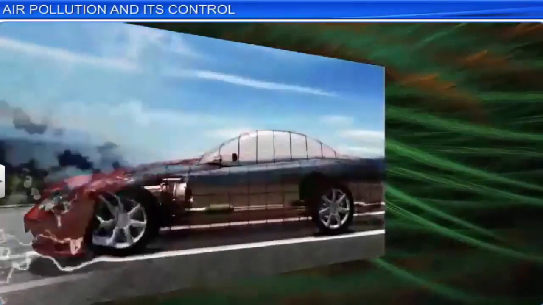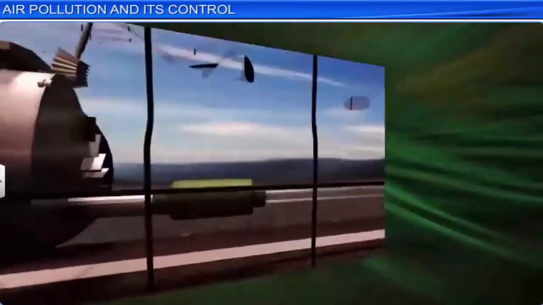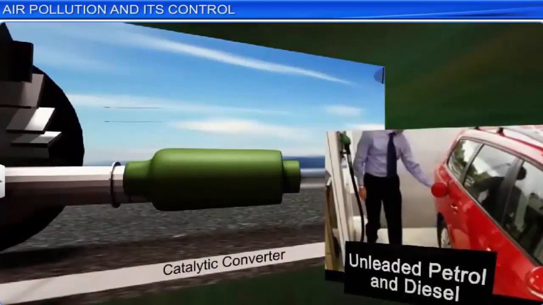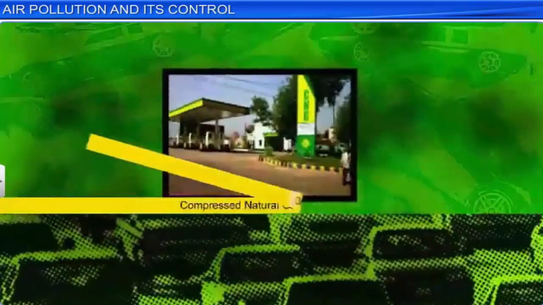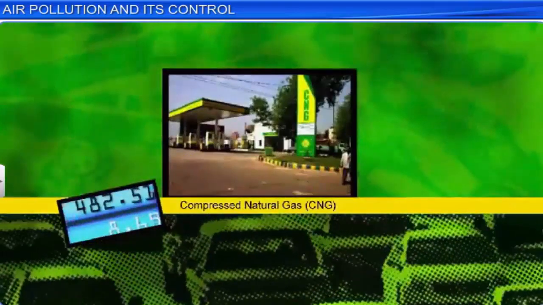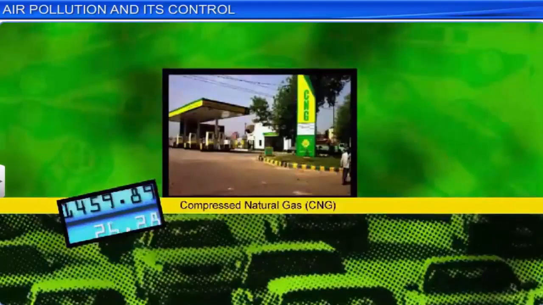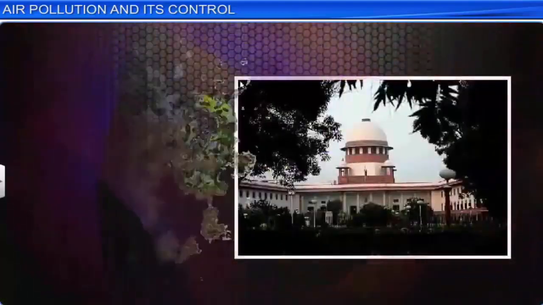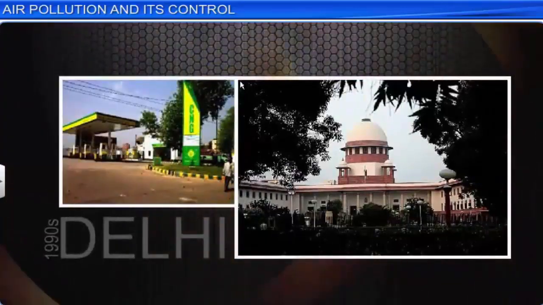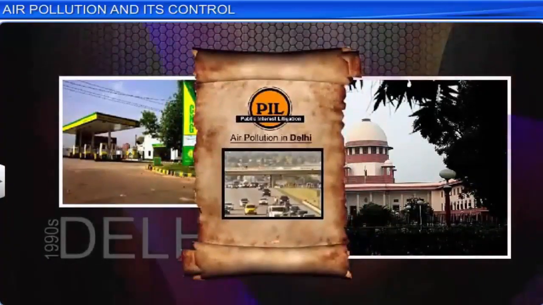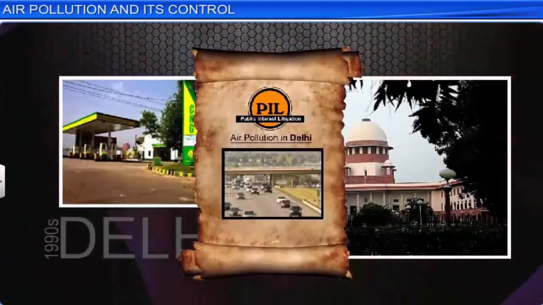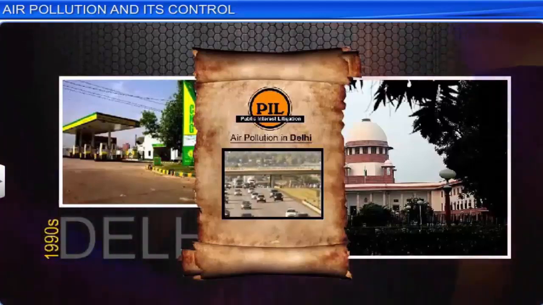However, vehicles fitted with catalytic converters should use unleaded petrol, as lead in the petrol inactivates the catalyst. In addition, the use of compressed natural gas or CNG has also proved very helpful in reducing air pollution. Interestingly, the use of CNG was accelerated when a public interest litigation was filed in the Supreme Court of India due to serious air pollution problems in Delhi in the 1990s.